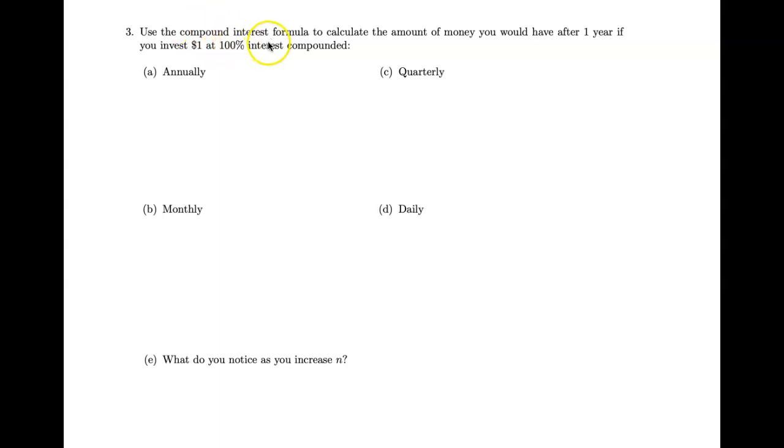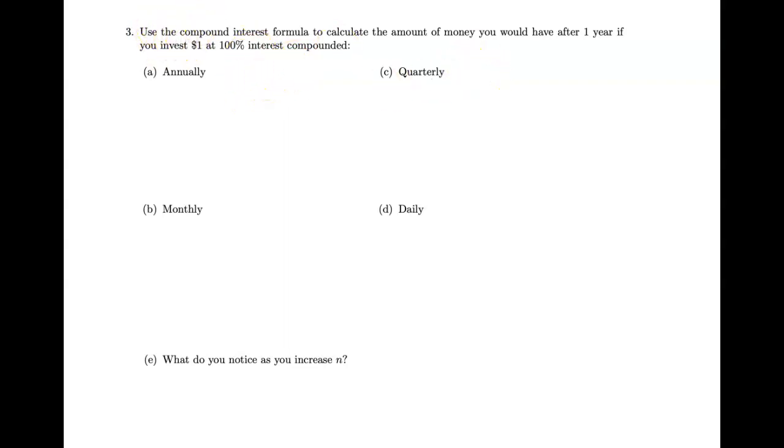Use the compound interest formula to calculate the amount of money you would have after 1 year if you invest $1 at 100% compounded annually, monthly, quarterly, and daily. It's a very unlikely case, but the purpose is to see what the amount is tending to as our n increases.